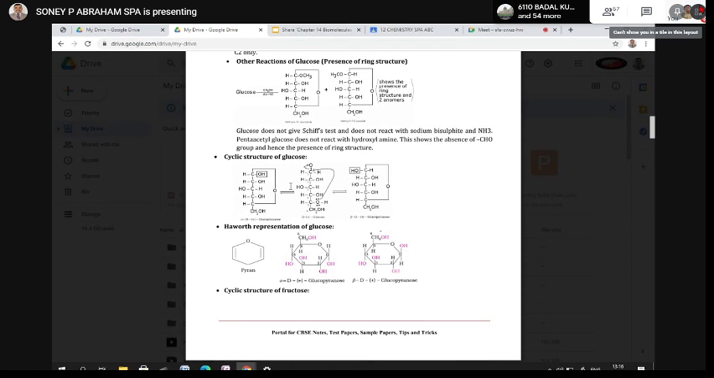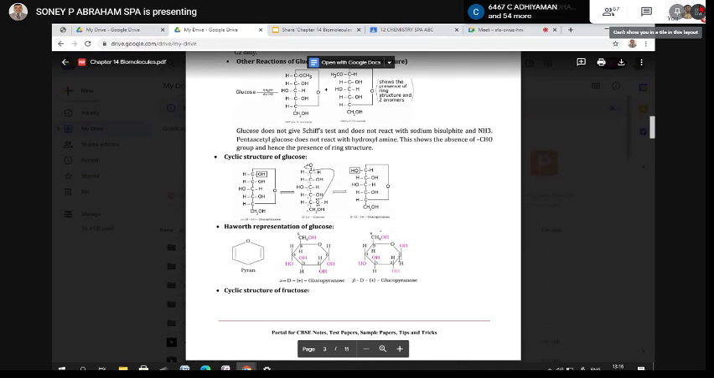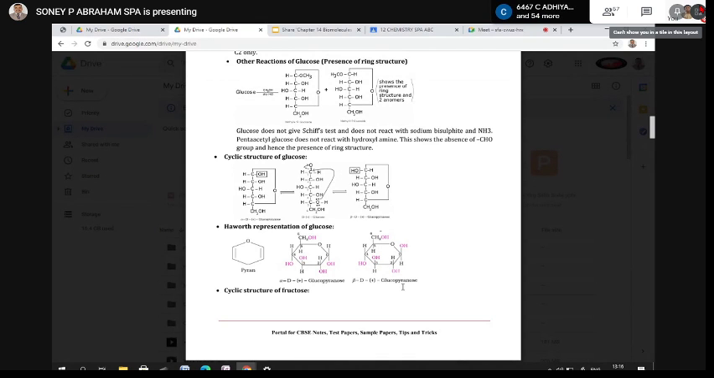And when you are writing these spatial arrangements in a compound, whatever is coming on the right hand side will come at the bottom of the bond, and whatever is coming on the left hand side will be at the top of the line. Here, when you are representing in the pyranose form, which is analogous to pyran, having a 6-member ring containing one oxygen as a member of the ring. That is how we are representing these two molecules.